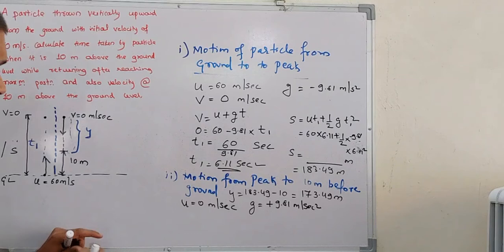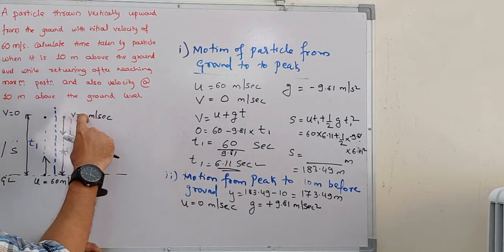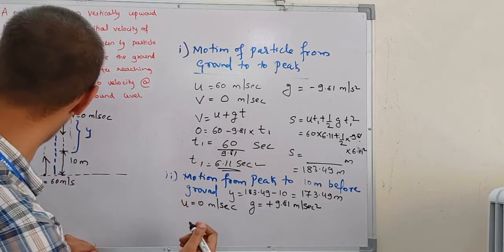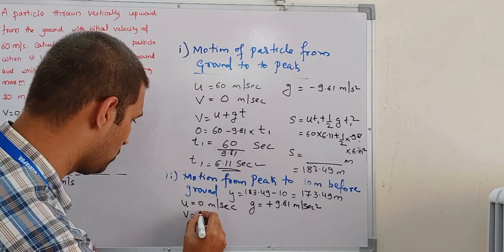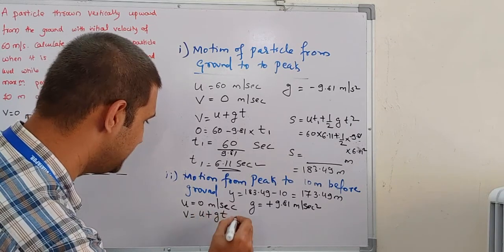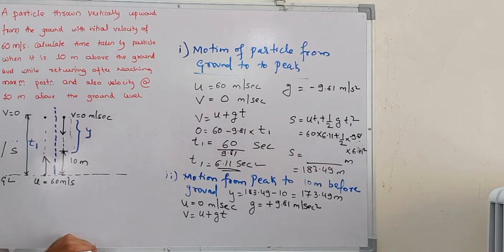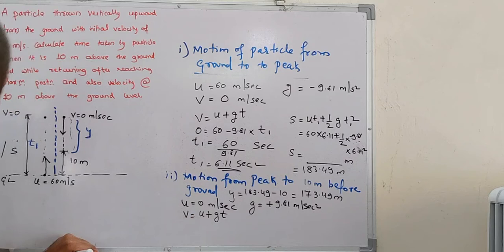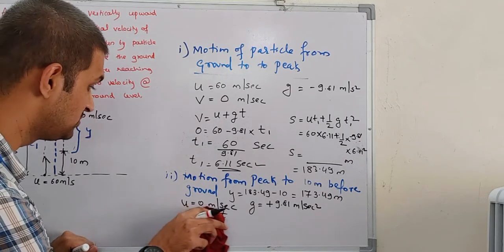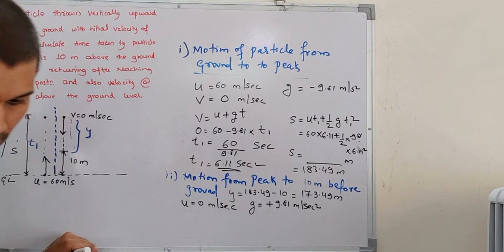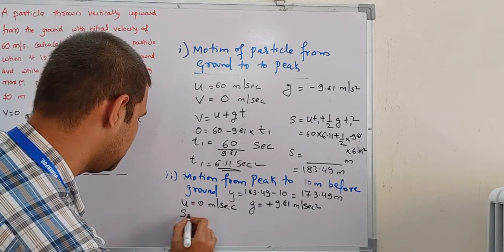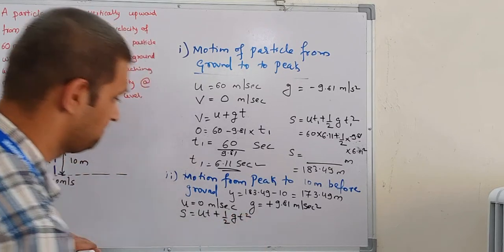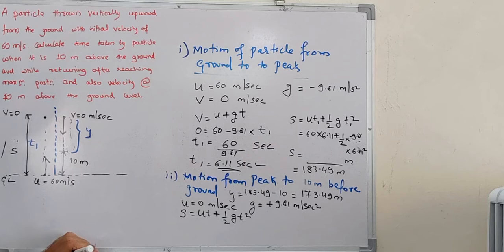So now what will we do? We'll calculate how much time is required from the peak to this value. Clear? So now we have to use the basic equation again. V is equal to u plus gt. No, we cannot use this expression, since V is not known. You have to use S is equal to ut plus half gt square.